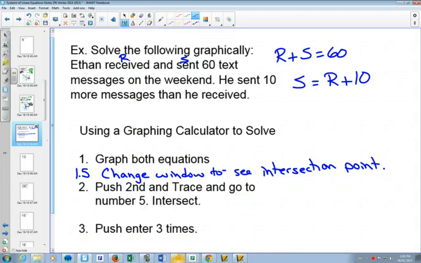This one, I would probably decide that this is my x and this is my y, and this is my y and this is my x here. Because can you see that the second one's already in y equals mx plus b form? The other one, all you would have to do is minus r on both sides. And then you would have s equals minus r plus 60.